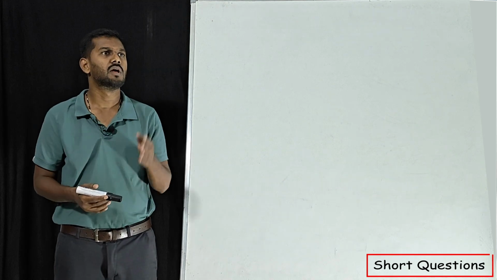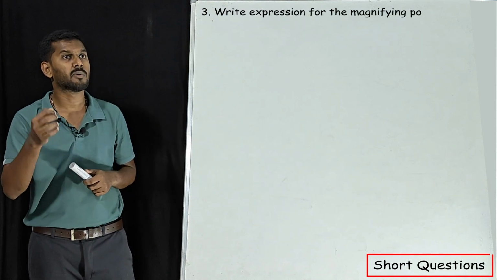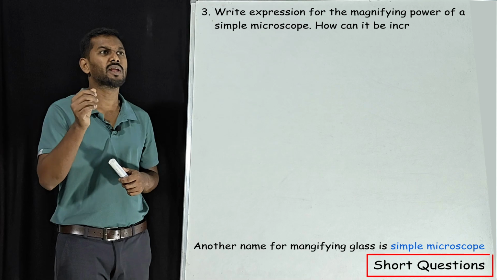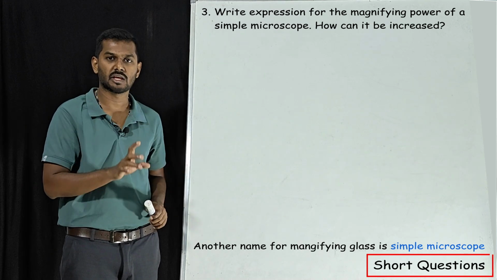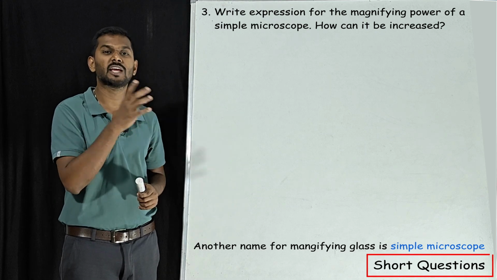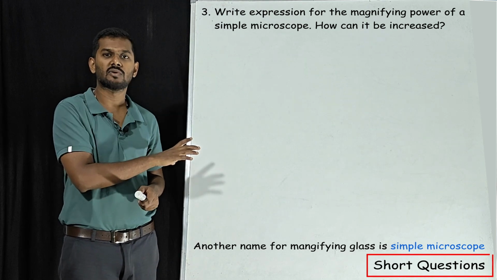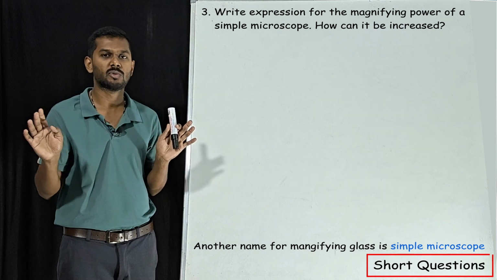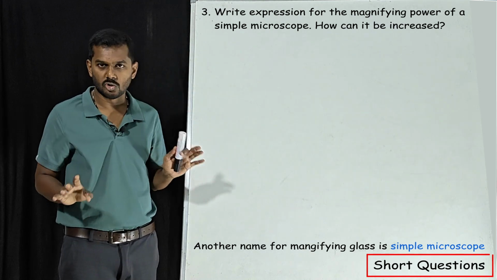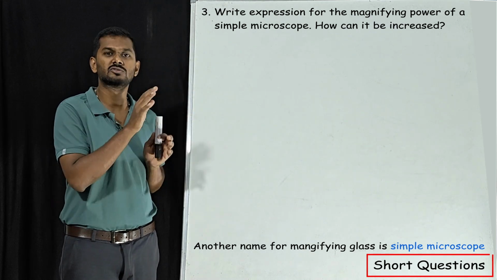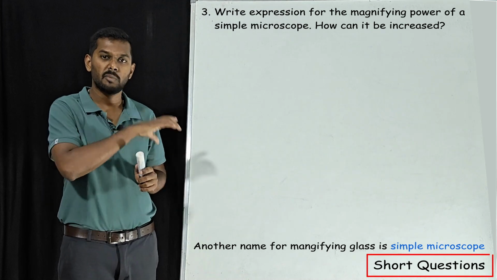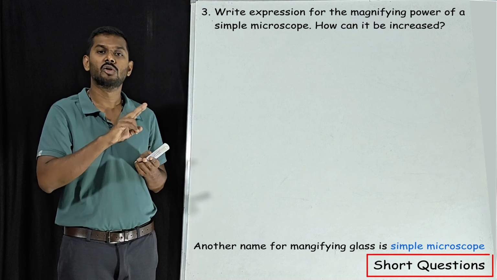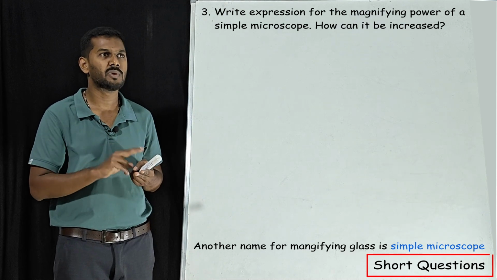That's it. Our next question, write the expression for the magnifying power of a simple microscope. How can it be increased? This is a very simple question. Listen, they are only asking for the expression. Expression means formula. Based on this formula, no one is going to ask you any numericals because it is mentioned in the scope of the syllabus. This formula is not in the syllabus. Just for reference, we are learning this question. Based on this, no questions or numericals will be asked.